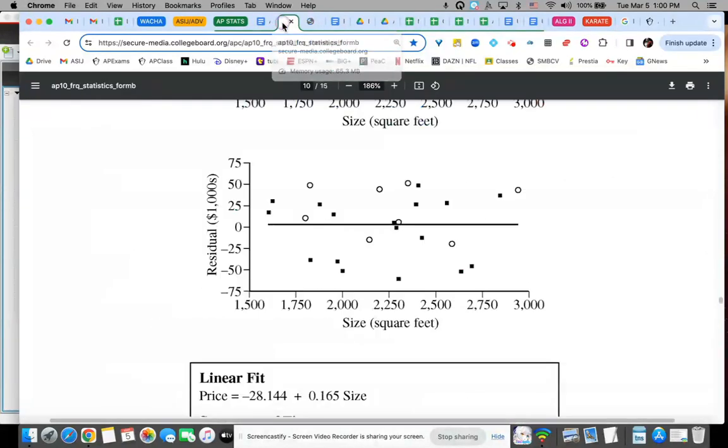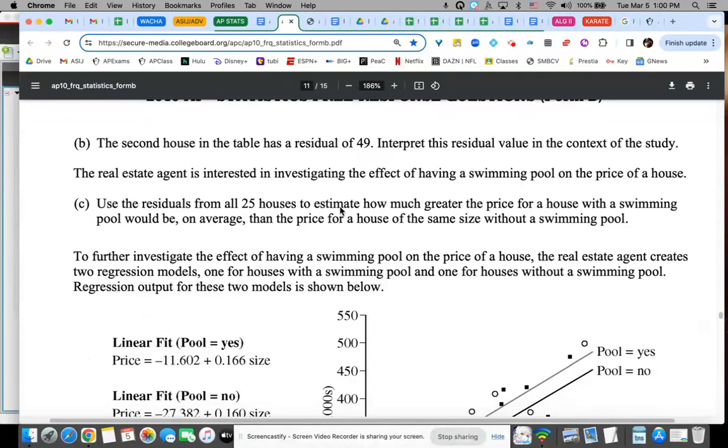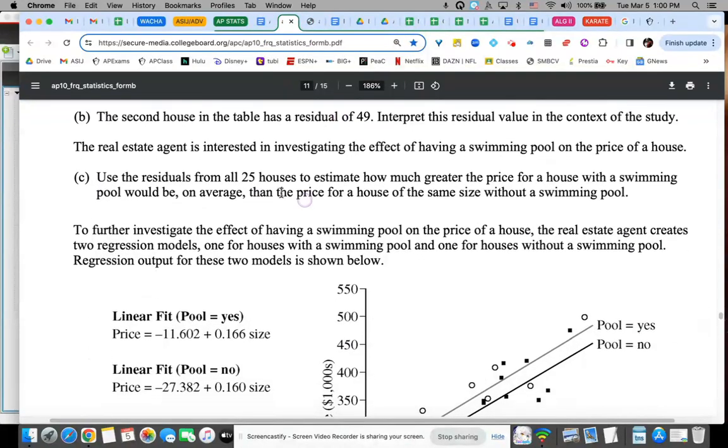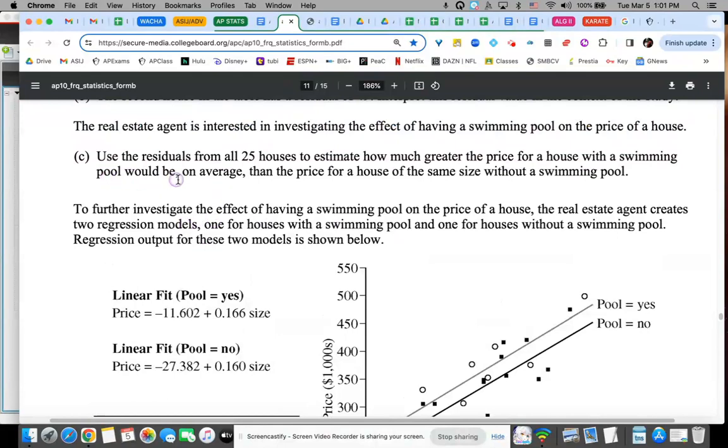Okay, so nothing tricky yet. Although I just said tricky, but I meant in a different way. Okay, now here we go. The real estate agent is interested in investigating the effect of having a swimming pool on the price of the house. So now we're going to start splitting these up, right? Pool or no pool. And I can see that down here too. I got two different regression lines going on. But we haven't got there yet, just part C.